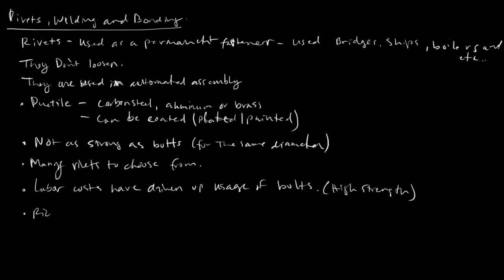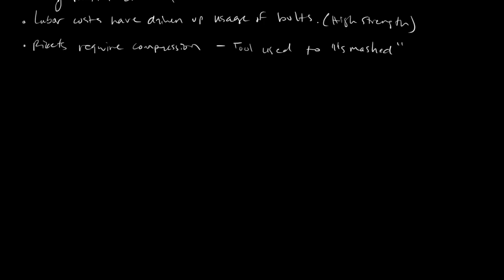Rivets require compression to be fixed onto the surfaces that they're being applied on. And usually this is done with a tool, obviously. And the rivets are compressed, but we can say smashed together because we all know what that means. And there's some different types of rivets. The rivet you might have seen at Home Depot is a blind rivet or a pop rivet, and we'll talk about that in a second. But here are some of the more common rivets, and this is not exhaustive.